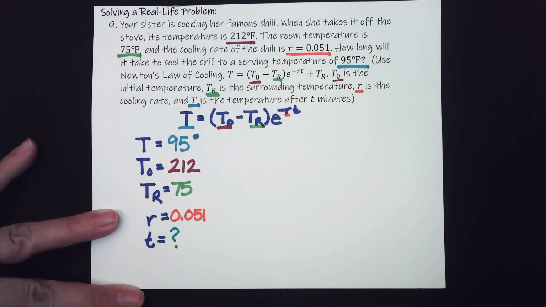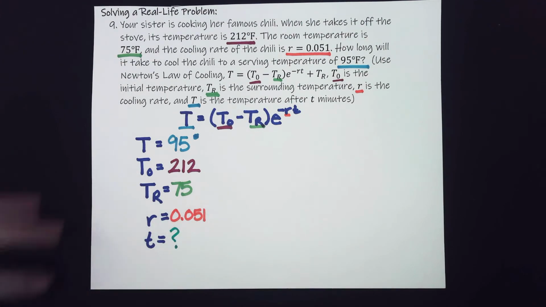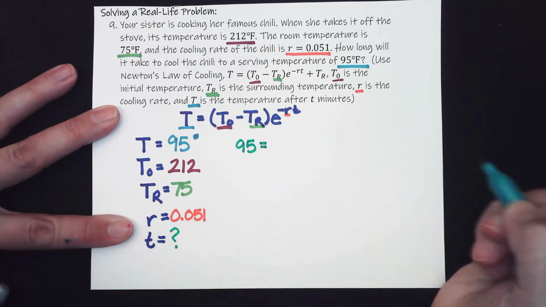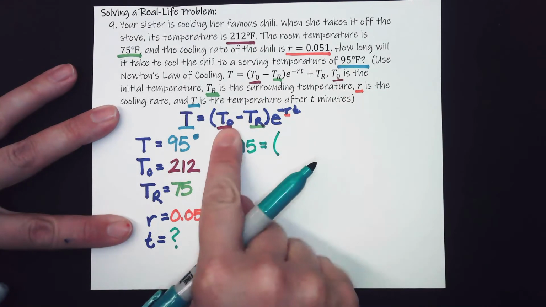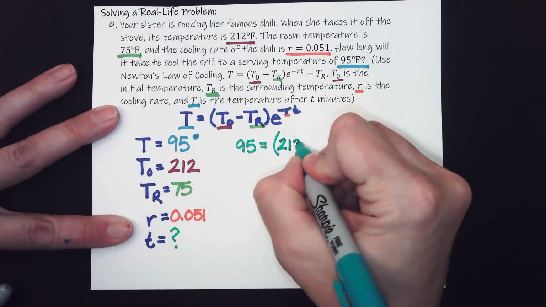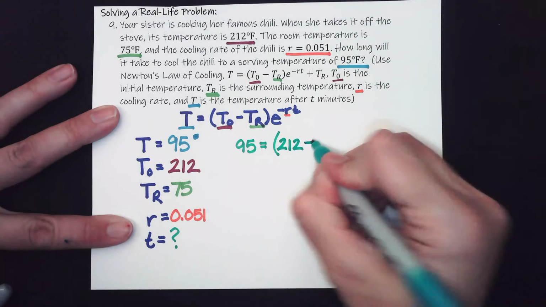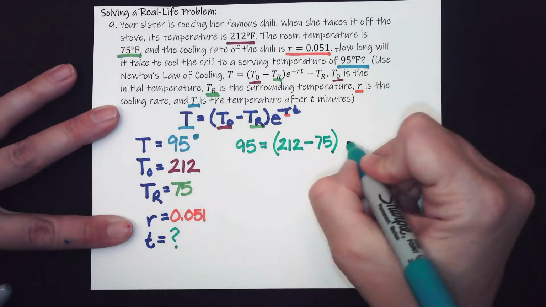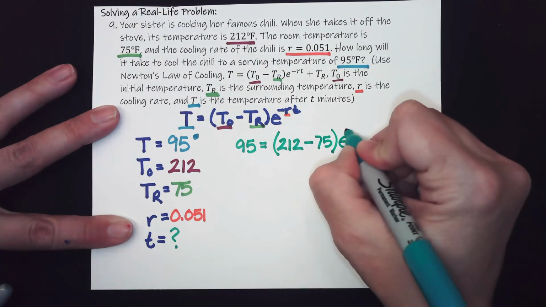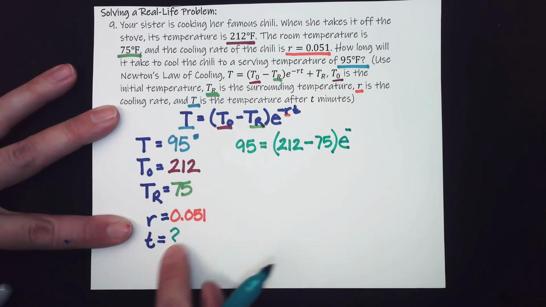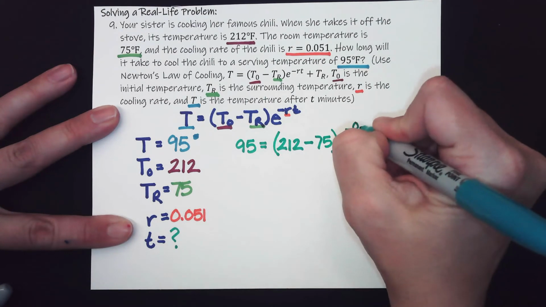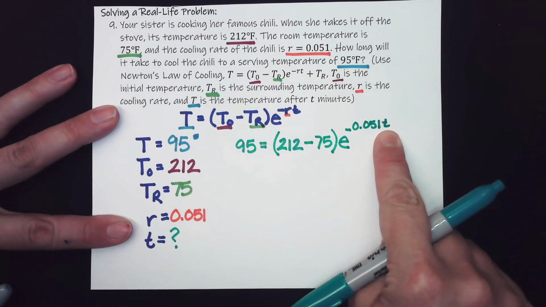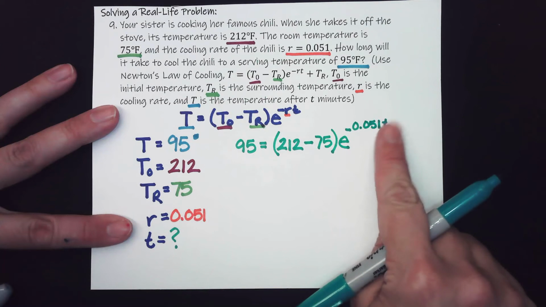Okay, so let's fill in what we have. So capital T is 95. It equals parentheses T naught, which I said was 212, minus T_R, which we said was 75, end the parentheses, times the number e to the negative power, and it's r times t. So it's 0.051, and we don't know t, so I'm leaving it in my equation. Okay, and we're solving for t up here.